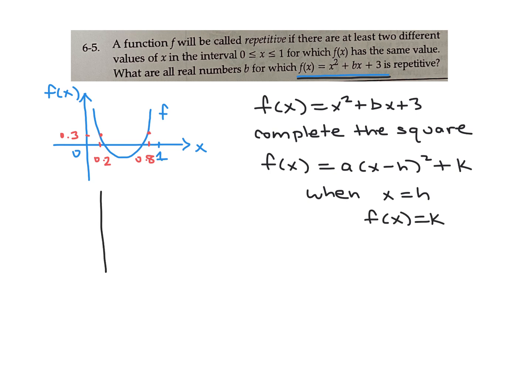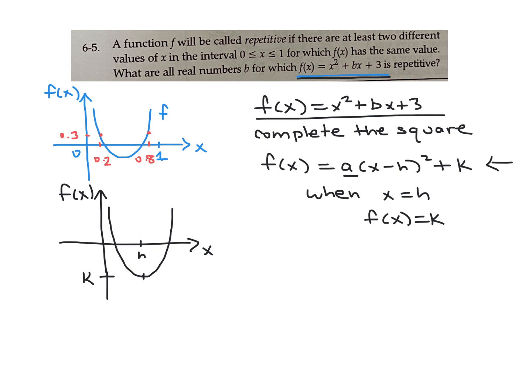So the graph would be something like this. If we have x and f at x, when x is equal to h, so if this is h, f at x is equal to k, and I guess in this case, since this is positive, it's going to open up, and this is the k. So it helps me figure out the minimum or maximum. But in order to get it into this form, we have to complete the square on this guy. Okay, so let me go through that.